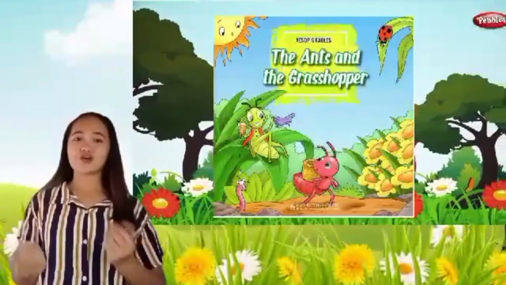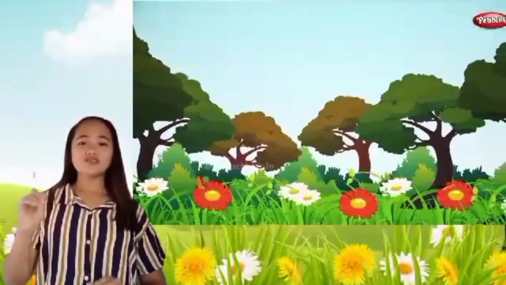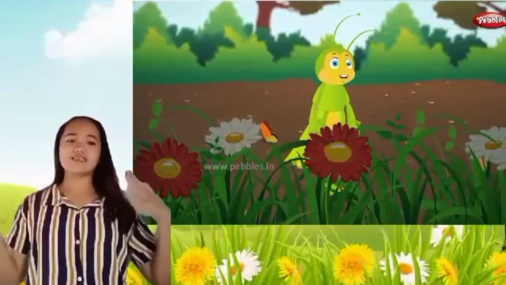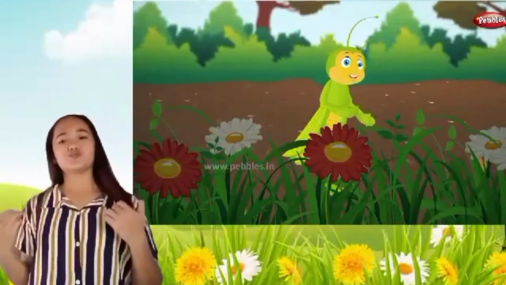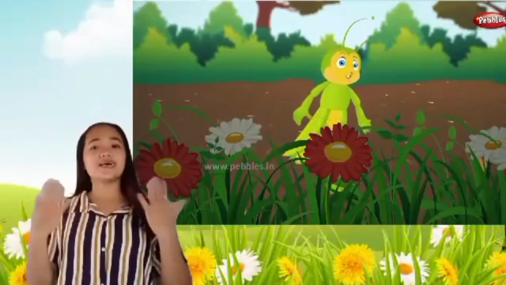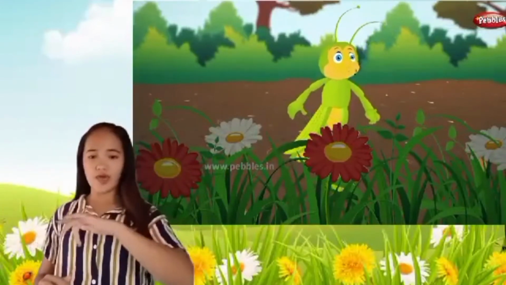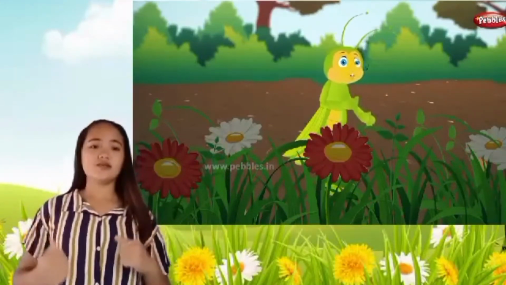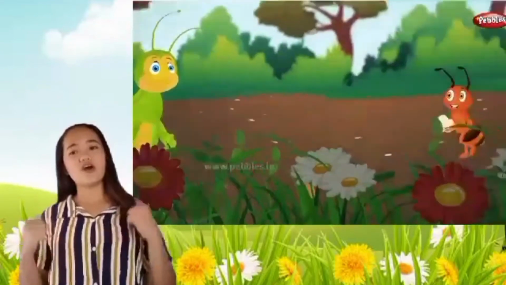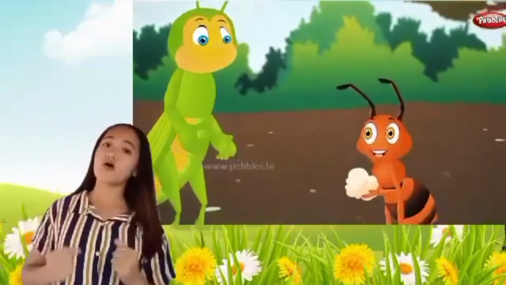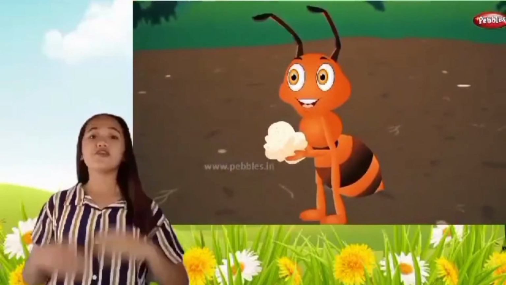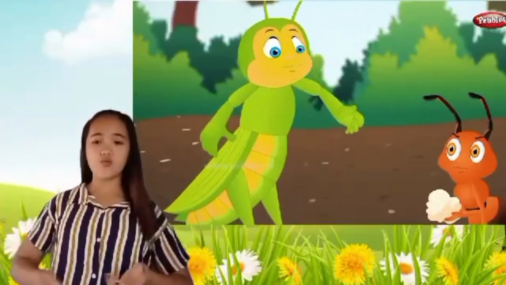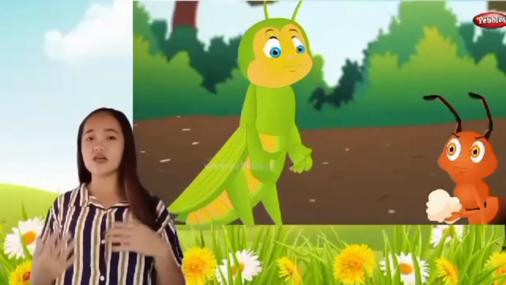The Ant and the Grasshopper. Once on a beautiful spring day, a grasshopper was singing and dancing, enjoying the spring day. Suddenly, an ant passes by, and the ant is very hardworking. The ant works hard with effort to take a particle of corn. And the grasshopper said, instead of working the whole day, why don't you come and sit and talk to me?